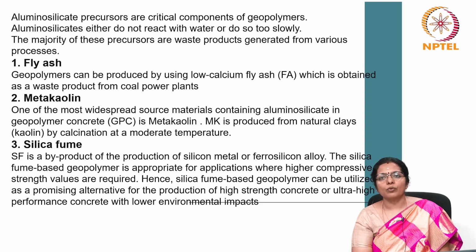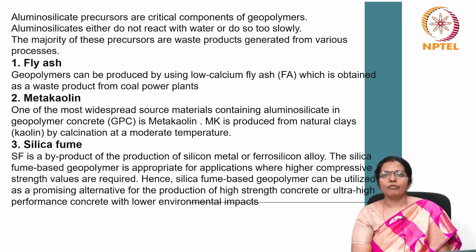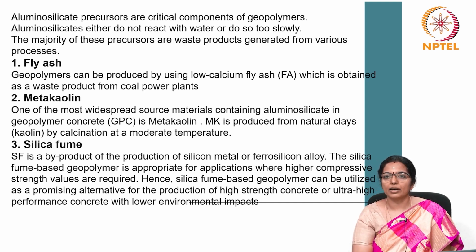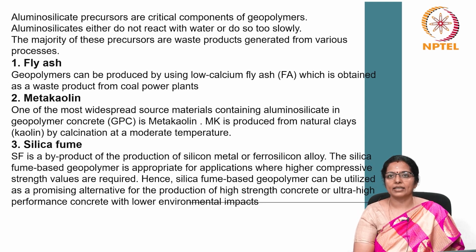Metakaolin is one of the most widespread source materials containing aluminosilicate in geopolymer concrete. This is produced from natural clays by calcination at a moderate temperature. Silica fume is a byproduct of the production of silicon metal or ferrosilicon alloy. The silica fume based geopolymer is appropriate for applications where higher compressive strength values are required. Hence, silica fume based geopolymer can be utilized as a promising alternative for the production of high strength concrete or ultra high performance concrete with lower environmental impacts.